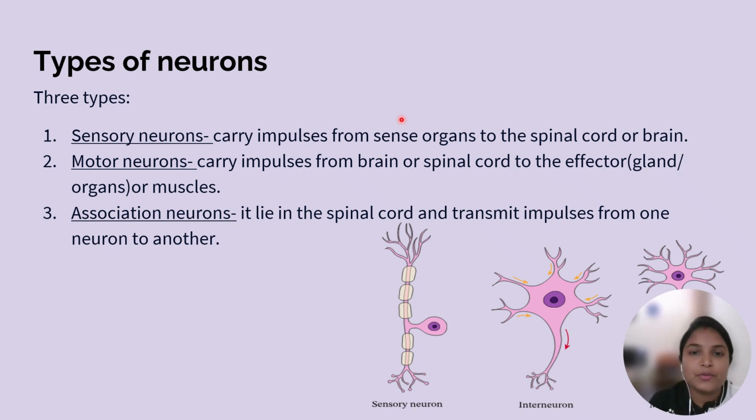All right, so from these five sense organs, the impulses are taken by the sensory neuron to the spinal cord and the brain. Now motor neuron, what does it do? Once the impulses or messages are transduced to the brain, the brain will respond in return, right? So it carries the impulses from the brain or the spinal cord to the effector muscle. Now the association neuron lies in the spinal cord, or it transmits the impulses from one neuron to another. It lies between the sensory and the motor neuron.